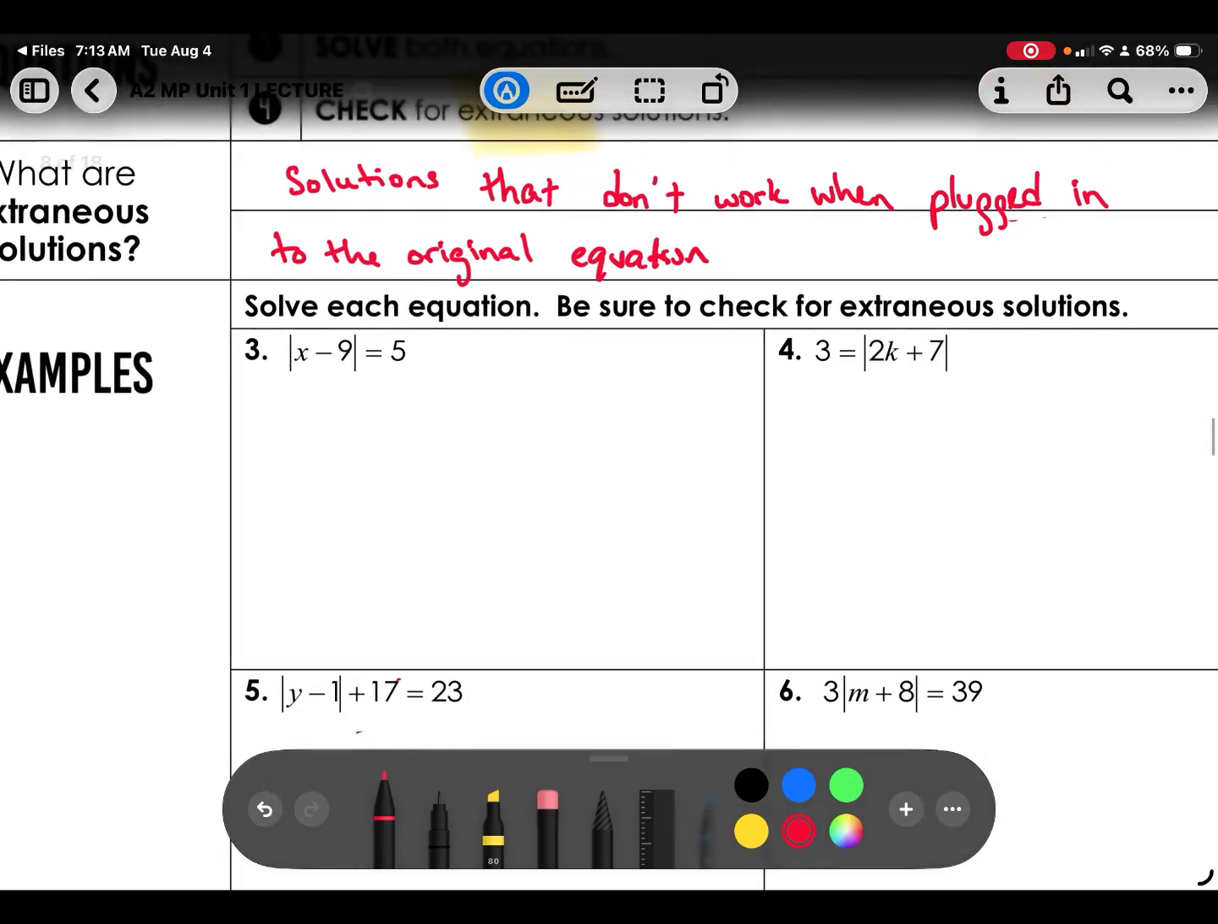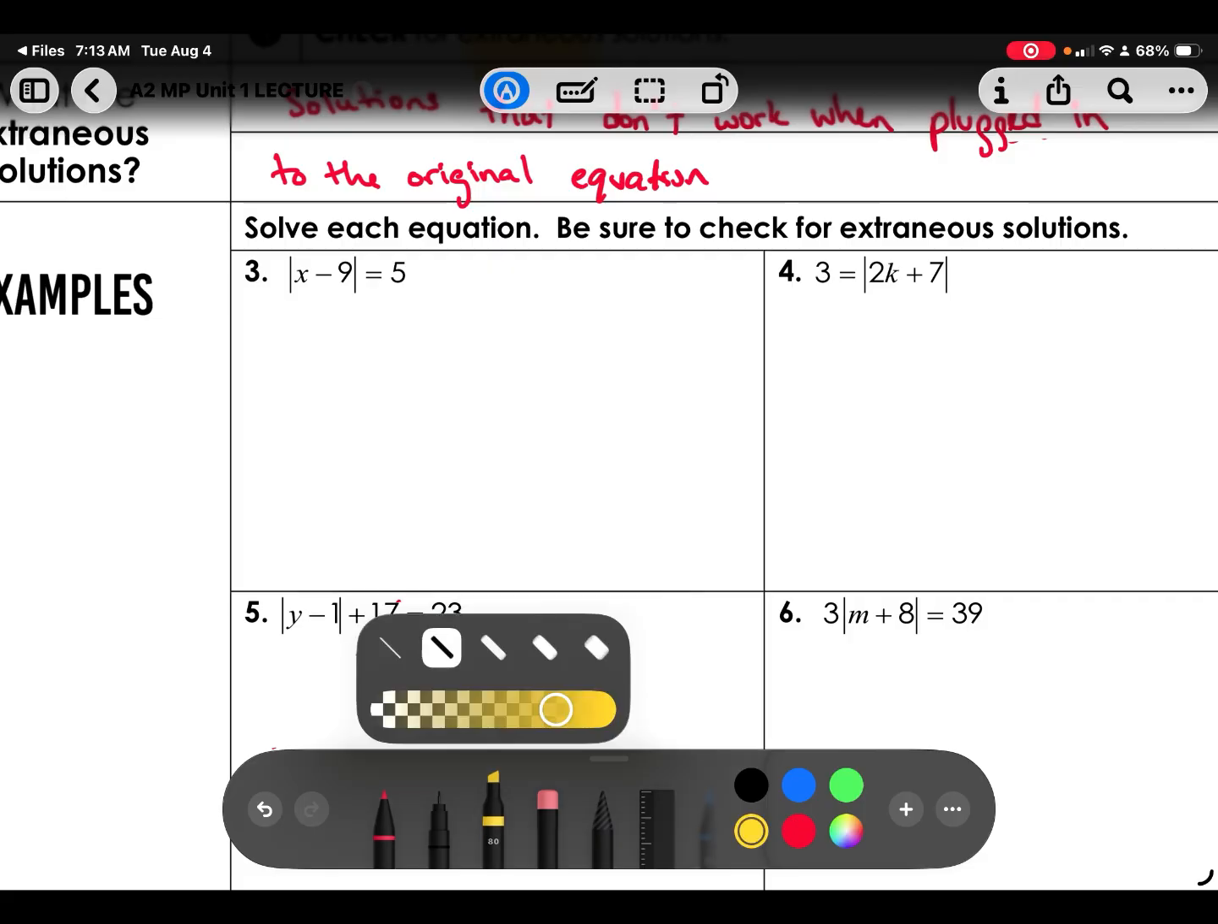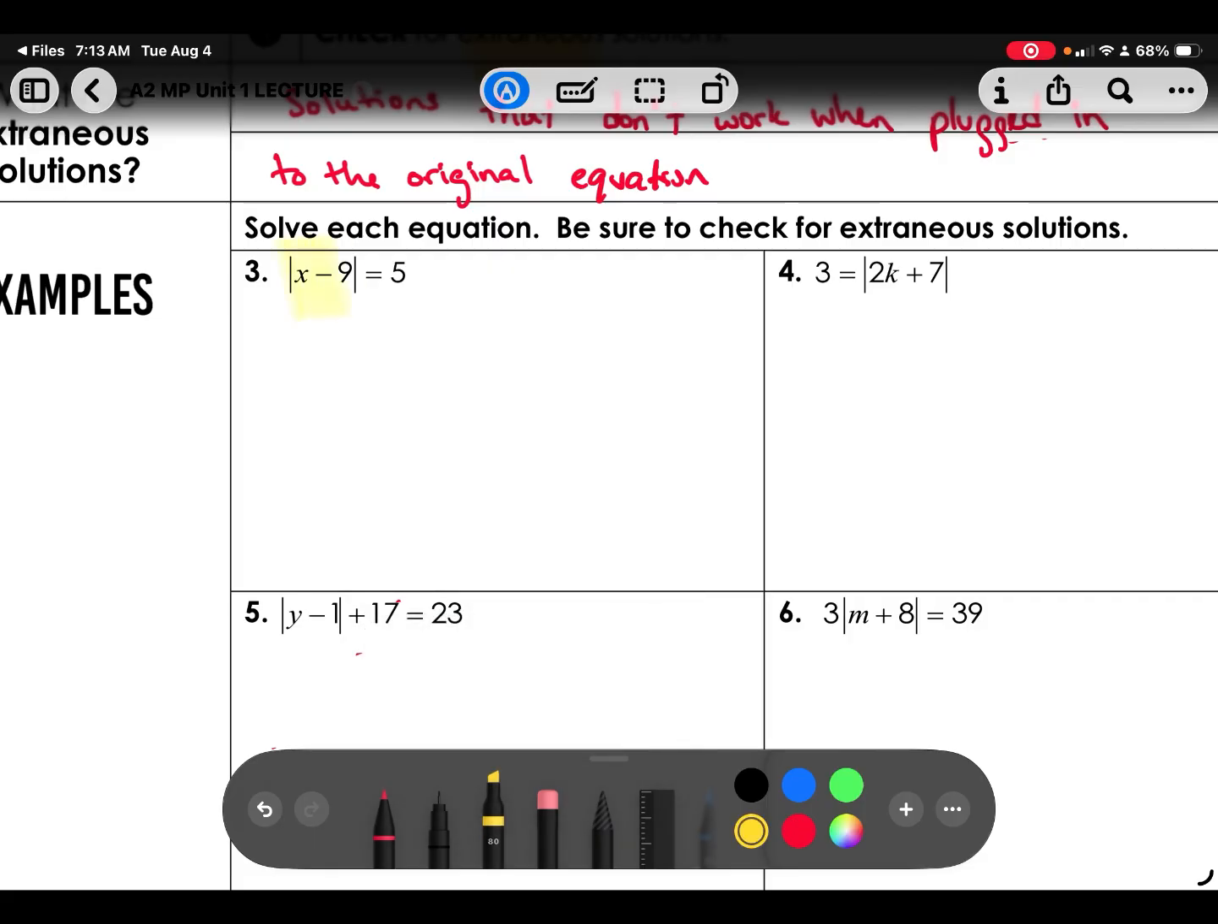Let's work through a few examples. I think we'll work through about 5 or so. Okay, so number 3, we'll just work through together. We have our absolute value isolated. Notice that all that's over here is the absolute value, and then on the other side is our number. So it's isolated, so step 1, check. Now we're going to create our 2 cases.